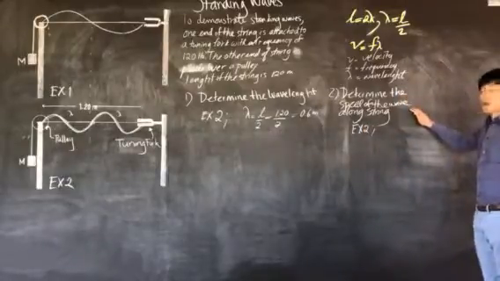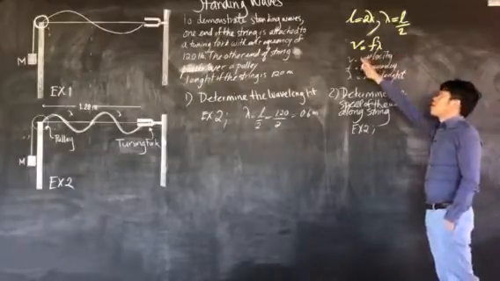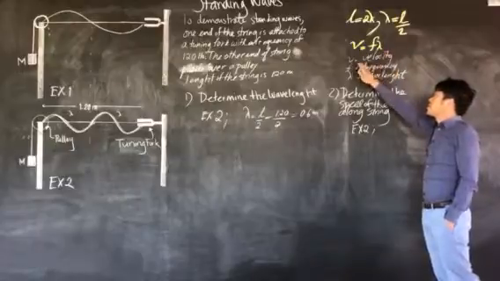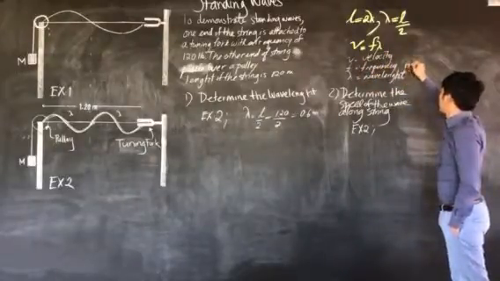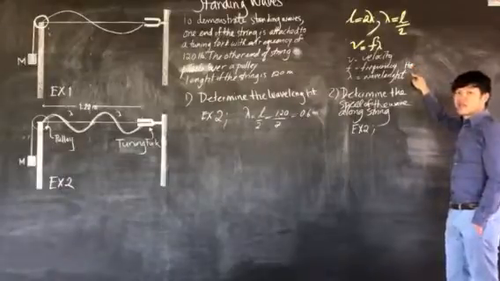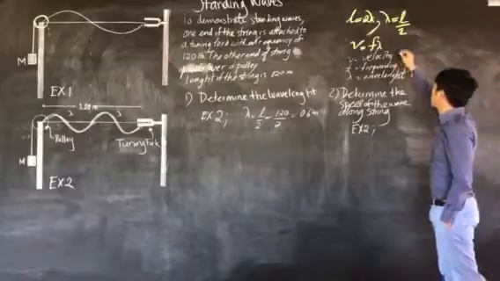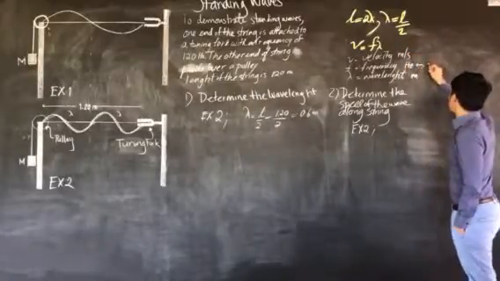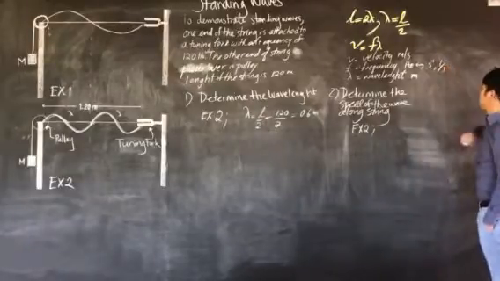Also, I'm going to talk about experiment 2 again. Determine the speed of the wave along the string. We come back to this term. Velocity is equal to frequency times wavelength. These are the terms. Frequency has the unit of hertz. Wavelength is in meters. Velocity is in meters per second. Hertz is also 1 per second.